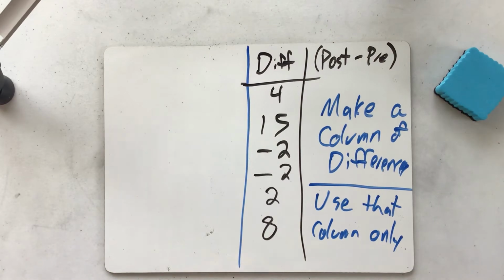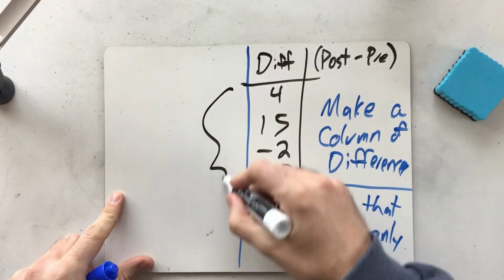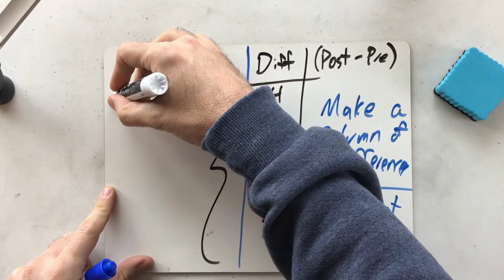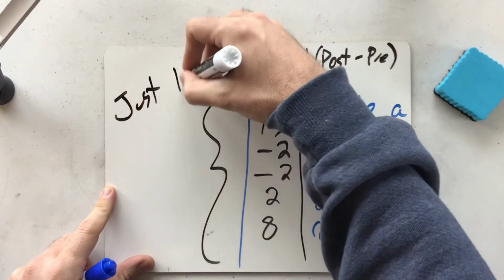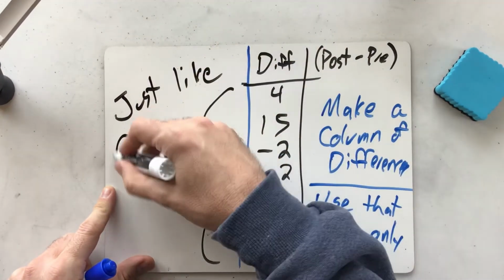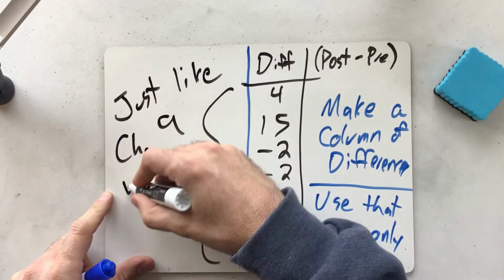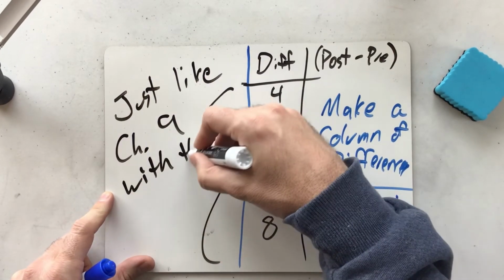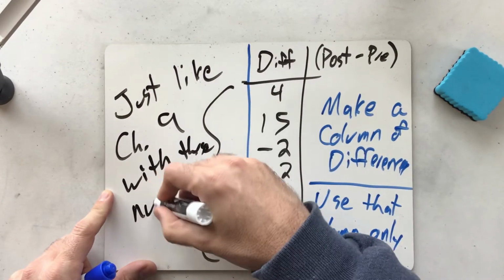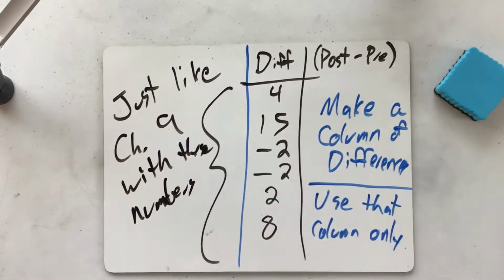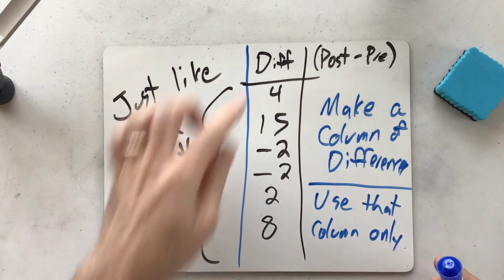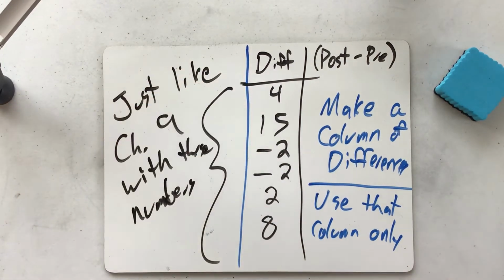And now I'm going to do stats just like we would have done in chapter 9 with these numbers. So now we're just like chapter 9 again. If you were able to solve all the problems for chapter 9, you should be just fine at this point. You make a column, we have these numbers, and we solve it.